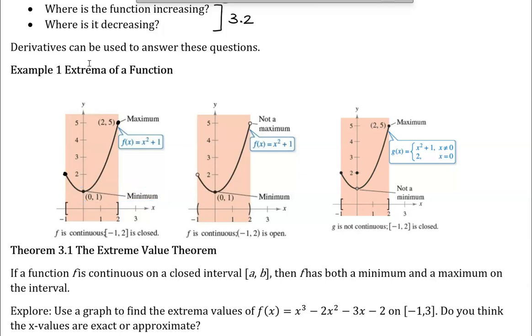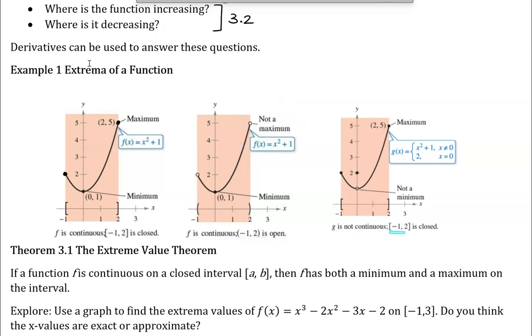Now, if we adjust the interval and no longer include both of the endpoints, so now the interval is open, we still have a minimum at that dip right there at 0, 1, but we no longer have a maximum. So when we're on an open interval, we can't say we definitely have both, because this is an example with an open interval that does not have a maximum.